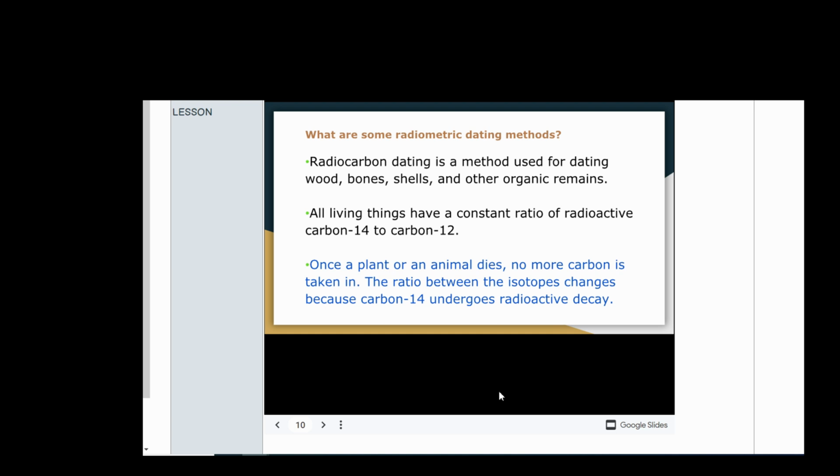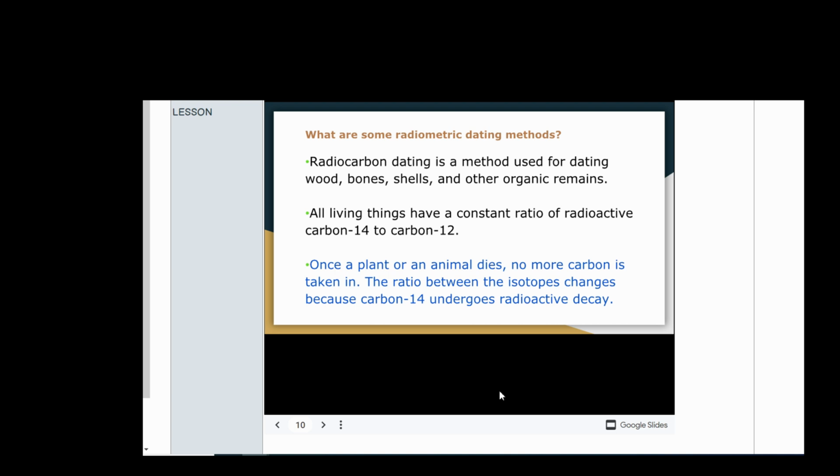When we talk about radiocarbon dating, that's going to be organisms that are organic. So something organic like wood, bones, shells, anything that was alive at one point. If it contained carbon, we can do radiocarbon dating.